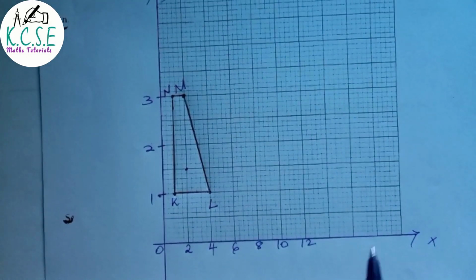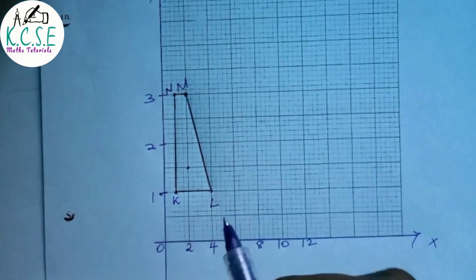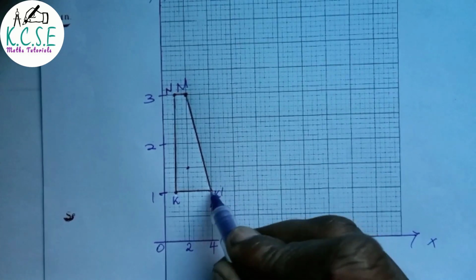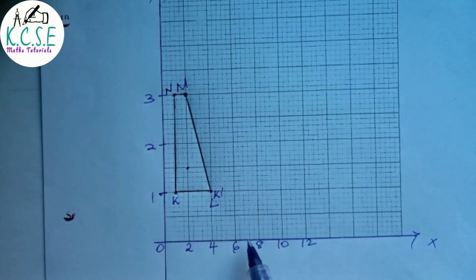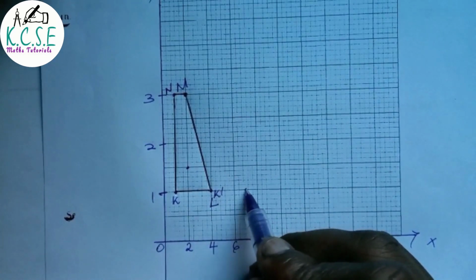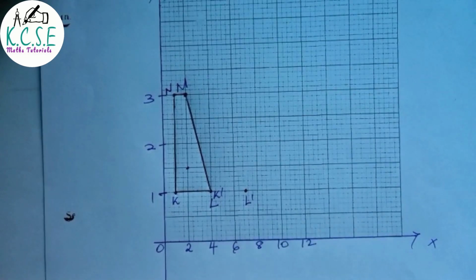The image K is 4, 1. K prime is 4, 1. So K prime is still there where we have L. And then we have L prime is 7, 1. 7 is between here, 6 and 8. So 7 is here. So that is L prime.